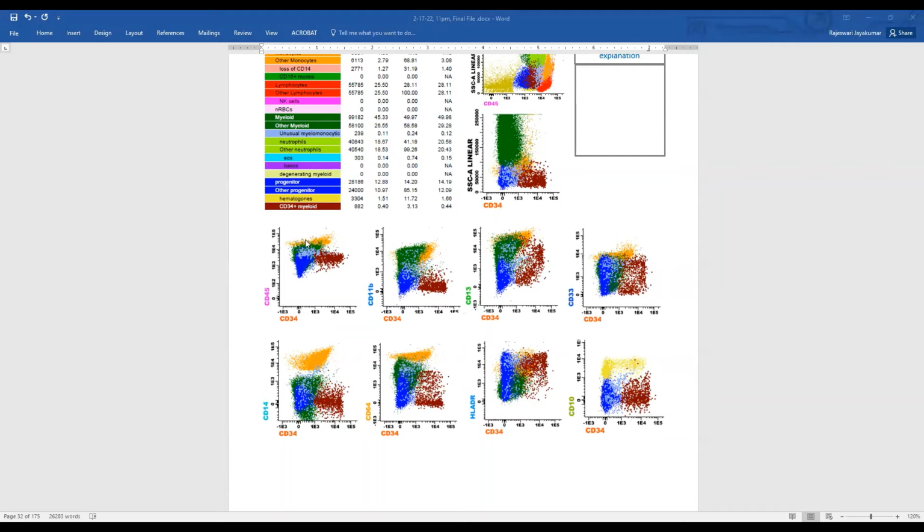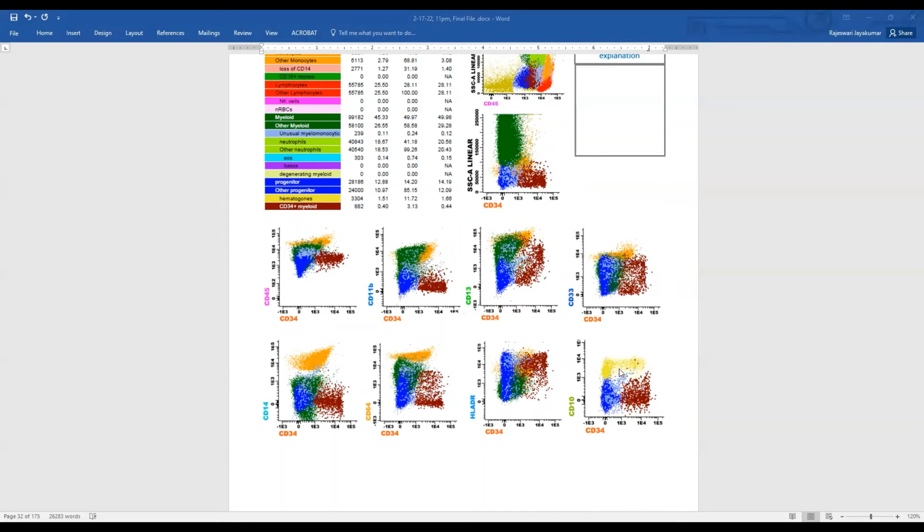Now coming to our blue population, these are negative for CD34, negative for 11B, negative for 13. They have a partial dim CD33 expression. They don't express CD14 or 64. We again saw in the last tube that they have partial HLA-DR, which is reproduced here. These are also negative for CD10. So now in this tube, we only have a partial dim CD33 expression.